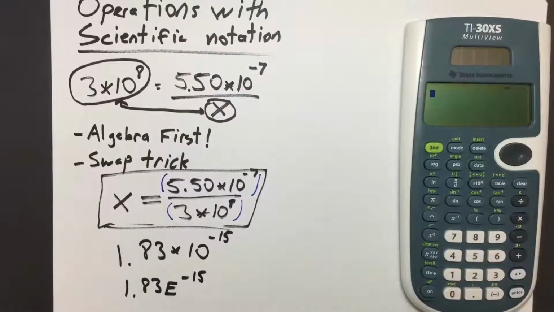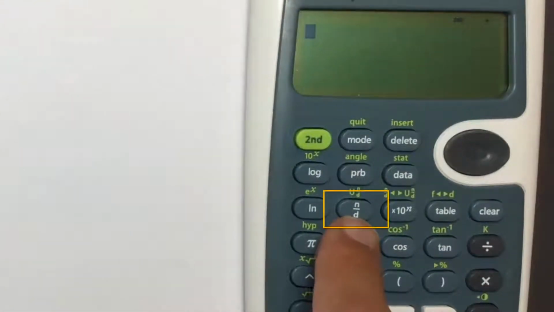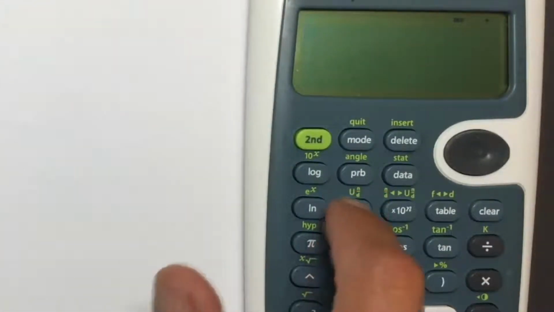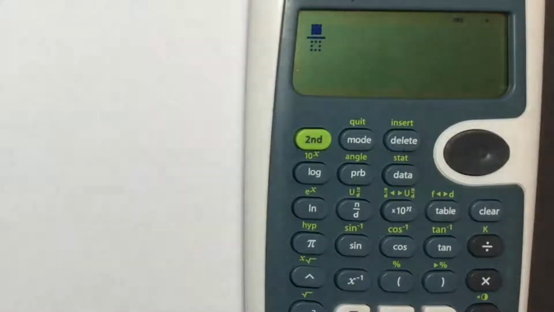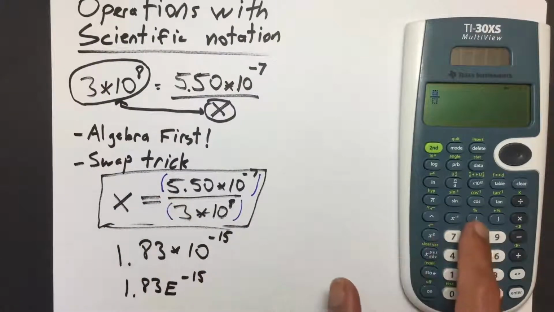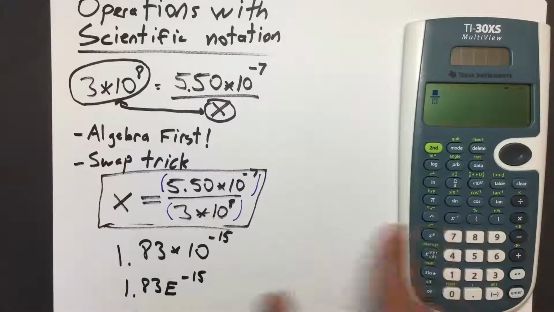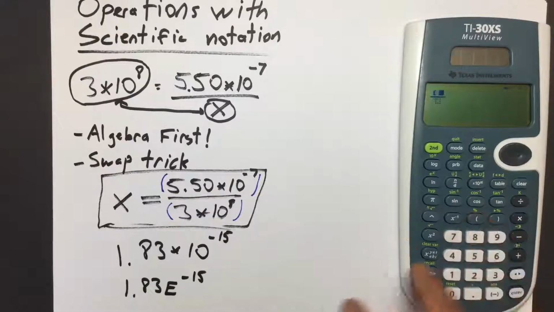For those of you using the TI-30XS, we do have the advantage with this calculator of having access to the fraction function with this button N over D. We'll press it first. This gives us a box on the top for the numerator and a box on the bottom for the denominator. Let's begin by entering the numerator. You don't have to put parentheses here since we only have one term, but it won't hurt anything if you do, so I'm going to go ahead and put them.